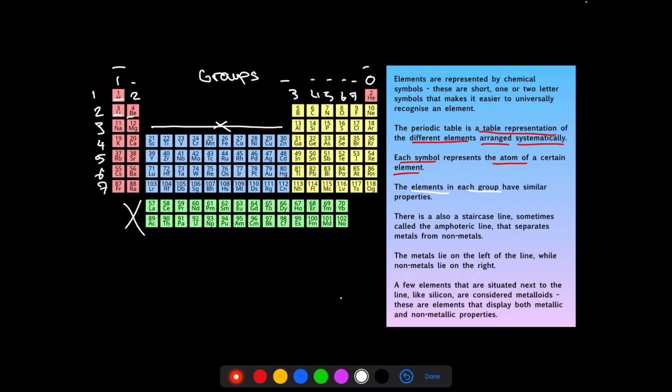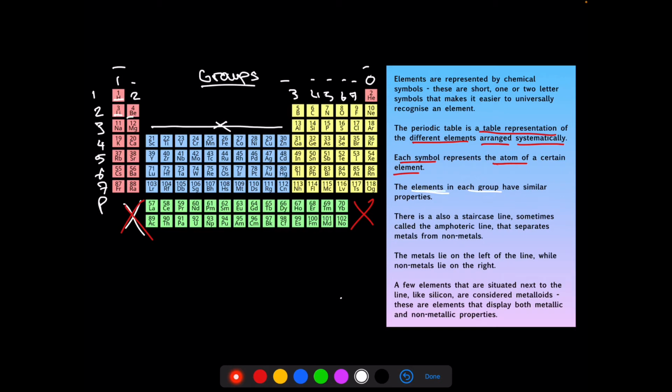Let's ignore these for now. Let's ignore these completely. These are the lanthanides and the actinides, which is beyond your course for now. We just need to know about the groups and the periods. So let's just write a P for the periods. These are the periods we have, and these are the groups. So what does this one say?